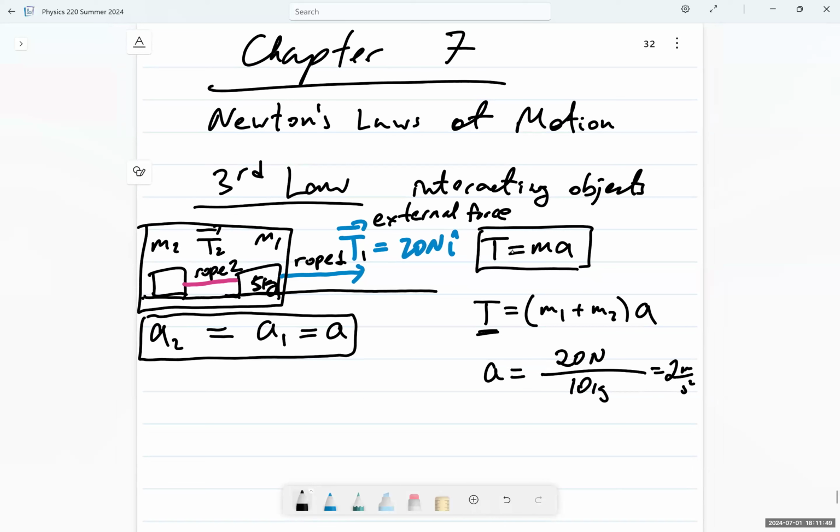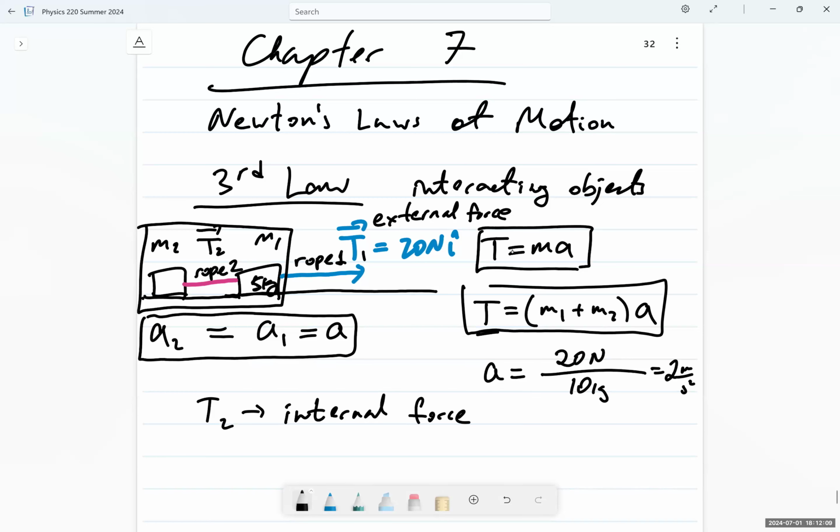So external force is some kind of external force acting on the system. But here, tension 2 is the tension in the rope that connects M1 and M2 together, so that is actually going to be known as an internal force. And you can see in this equation, only the external force gives you the acceleration of the system. So if you're using this equation, it ends up being tension 1 equals total mass times acceleration of the system.